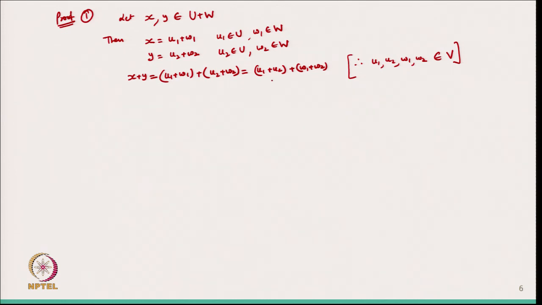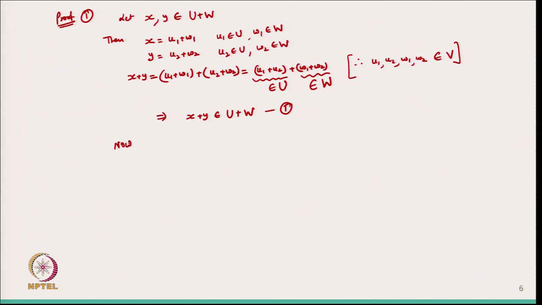Now, from here, U1 plus U2 is coming from U, and that is a subspace, so this also belongs to U. This is again the vector addition of two elements of W, so this also belongs to W. So, from here I can say that x plus y also belongs to U plus W, because I am taking one element coming from U and another element coming from W. So, vector addition is satisfied.